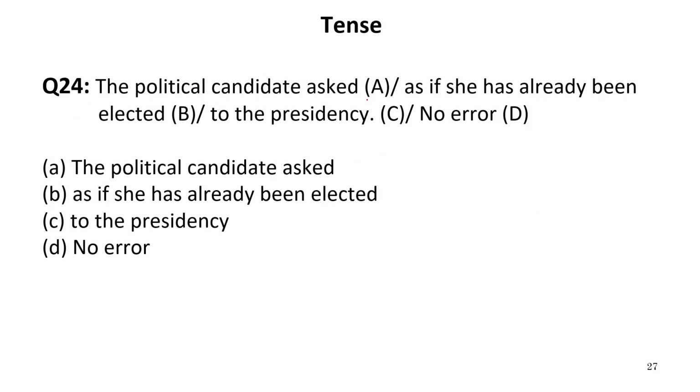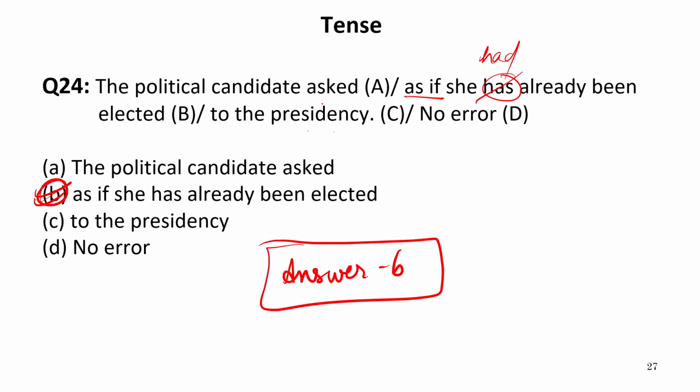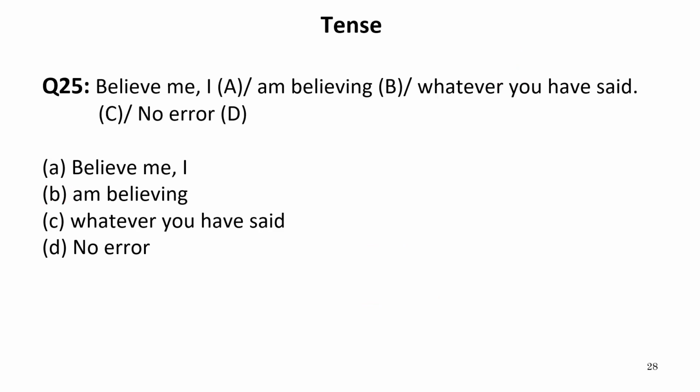The political candidate asked as if she has already elected to this presidency. Again, here as if has been written. After it, we always use past plural form of verb. So this has should be replaced with had. So the error is in part B. So our answer is B. Therefore, the correct sentence will be, the political candidate asked as if she had already been elected to the presidency. This will be the correct sentence. Now let us move to the next one.